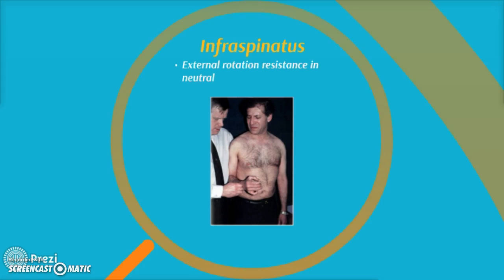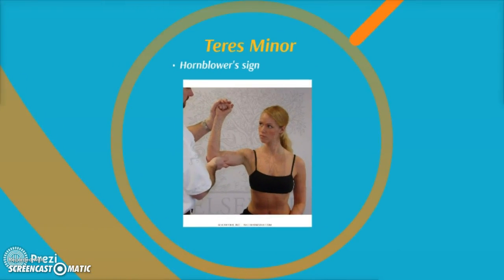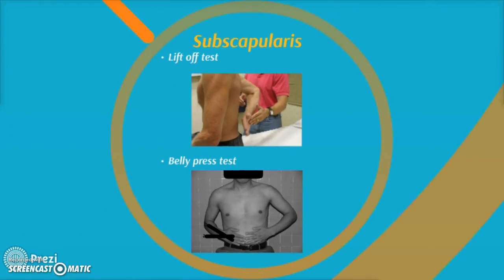You can also look at the integrity of the infraspinatus muscle and tendon by performing the external rotation resistance in neutral. Moving forward, you can check the integrity of the teres minor muscle by performing the Hornblower sign test. And finally, you can perform the liftoff test or the belly press test to see if there's any subscapularis involvement with the impingement.